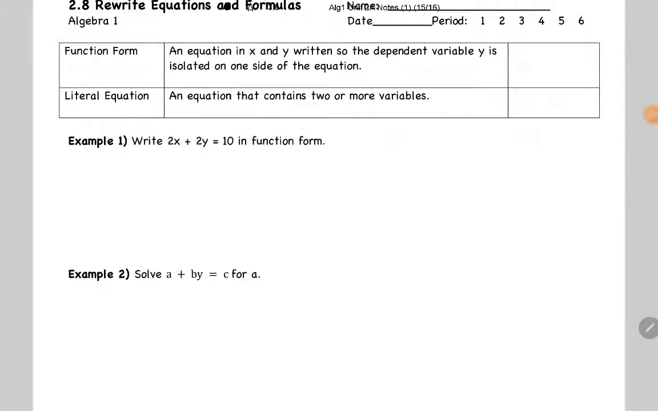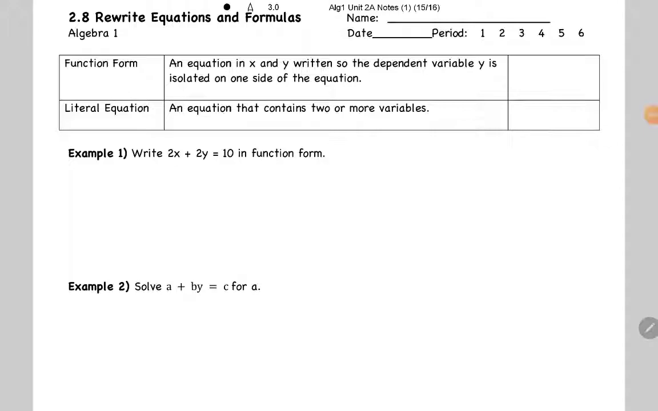Alright, this is Scholarship doing some math today in Algebra 1. We're going to be rewriting equations and formulas.